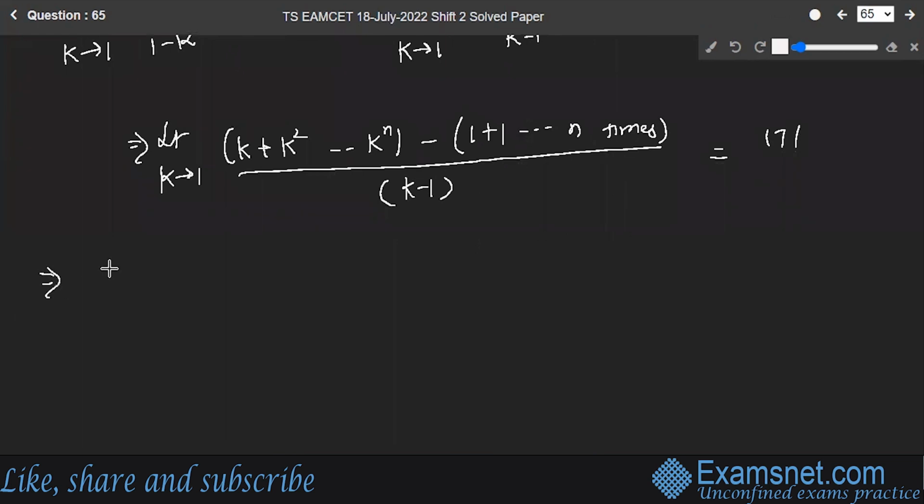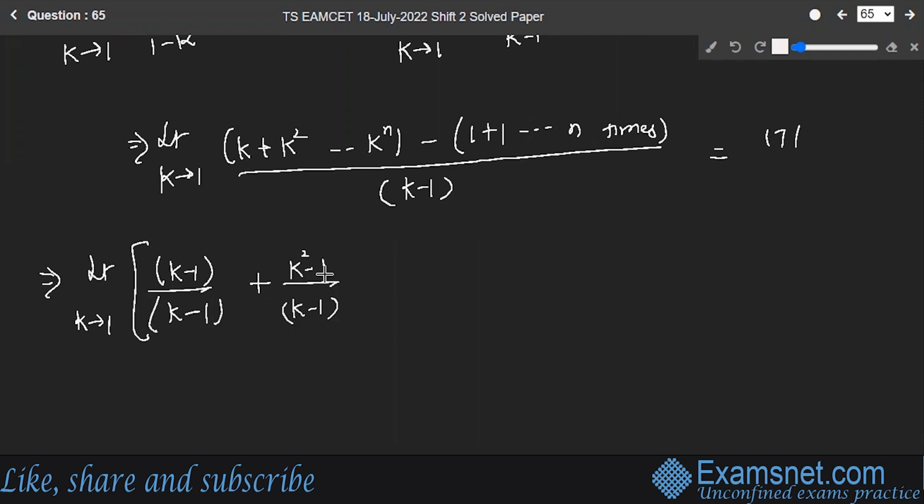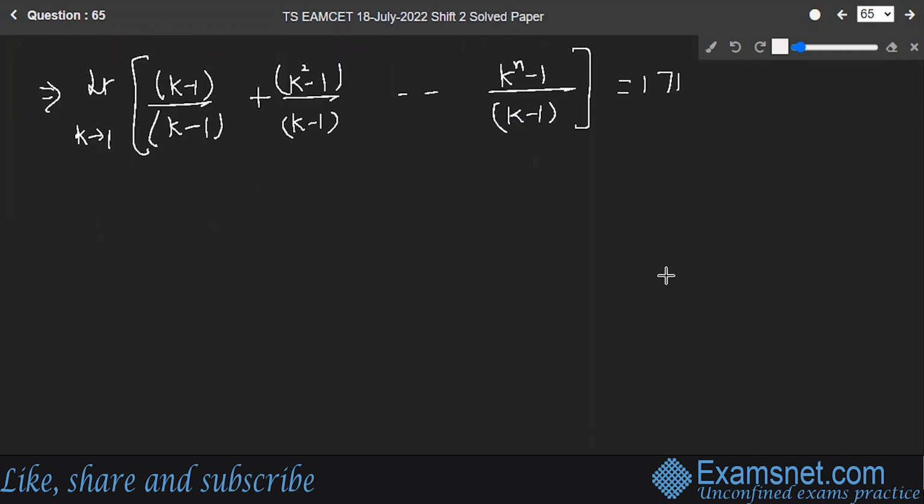This further can be written as the limit as K approaches 1 of (K minus 1) upon (K minus 1) plus (K squared minus 1) upon (K minus 1), and so on till (K raised to power N minus 1) upon (K minus 1). This is equal to 171.